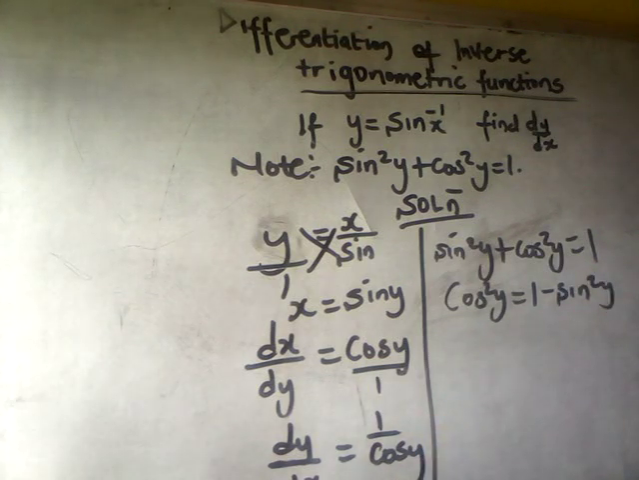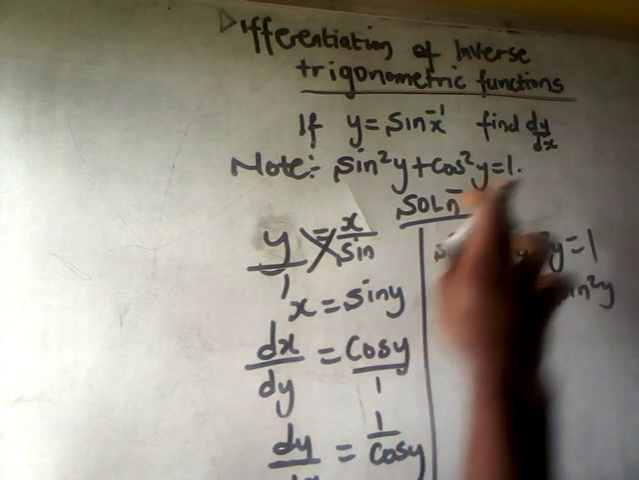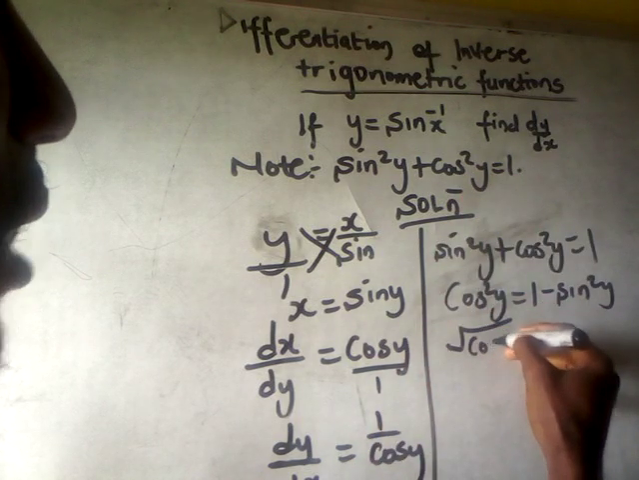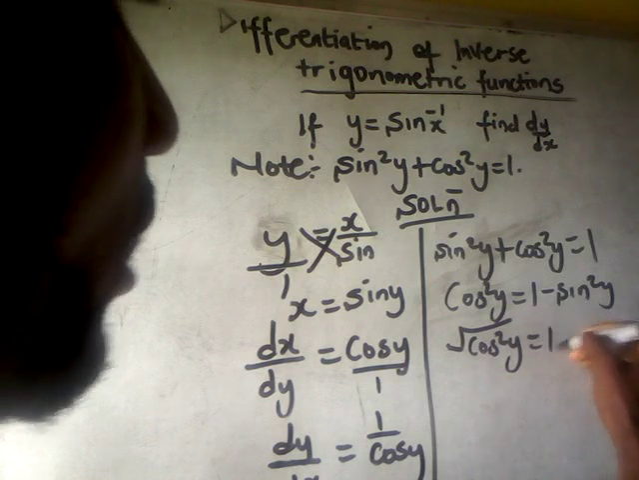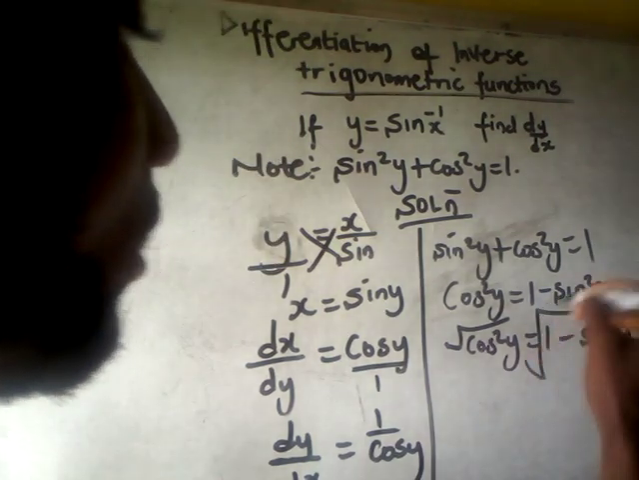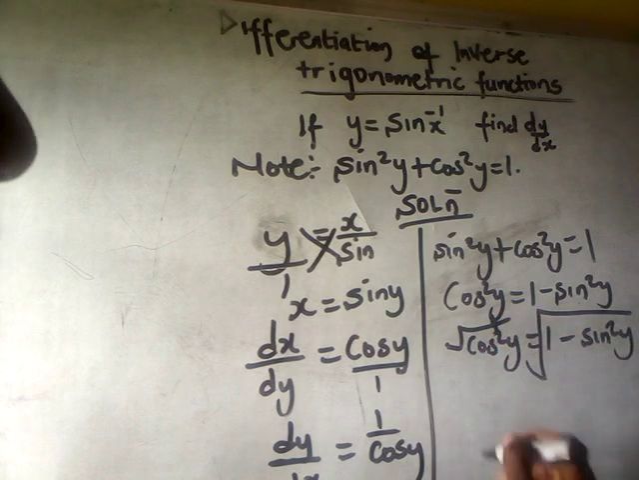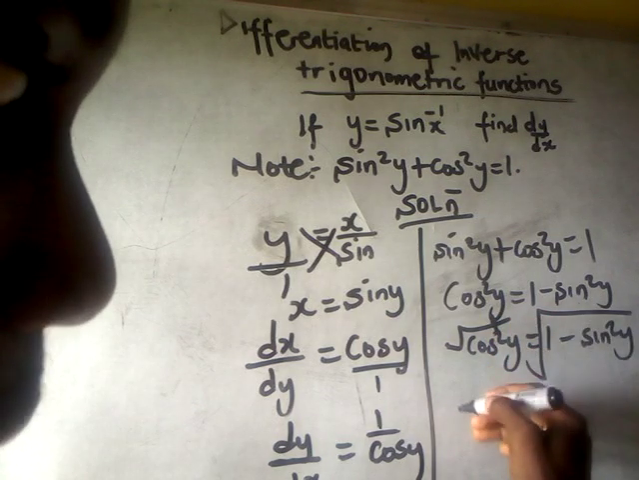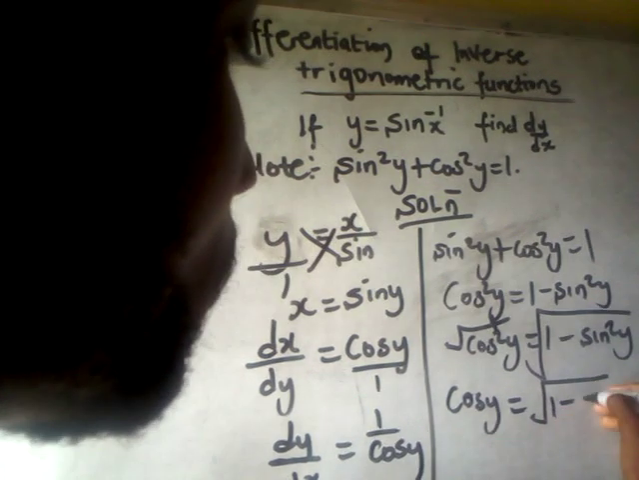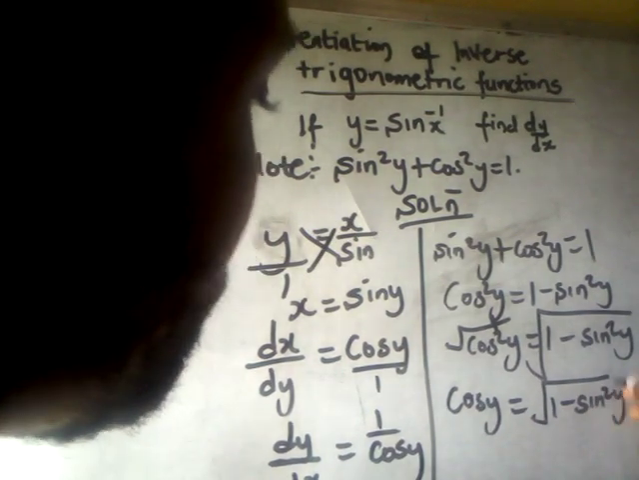So now the next step is we are looking for cos y, not cos² y. So the next thing is to take the square root of both sides. Taking the square root of both sides, this cancels. Square always cancels power. cos y is equal to the square root of 1 minus sin² y.